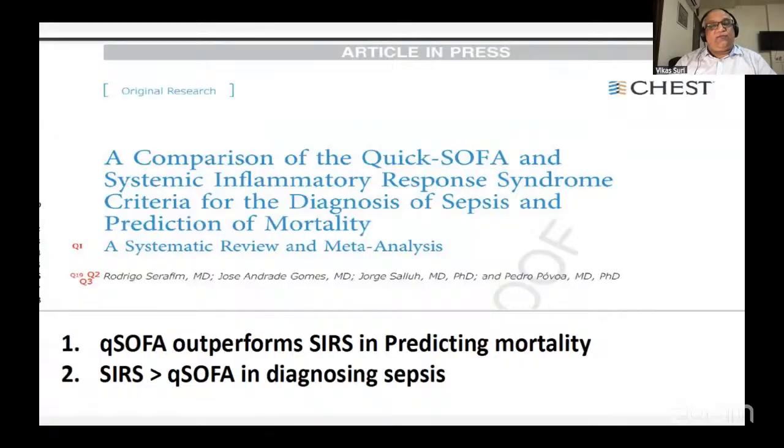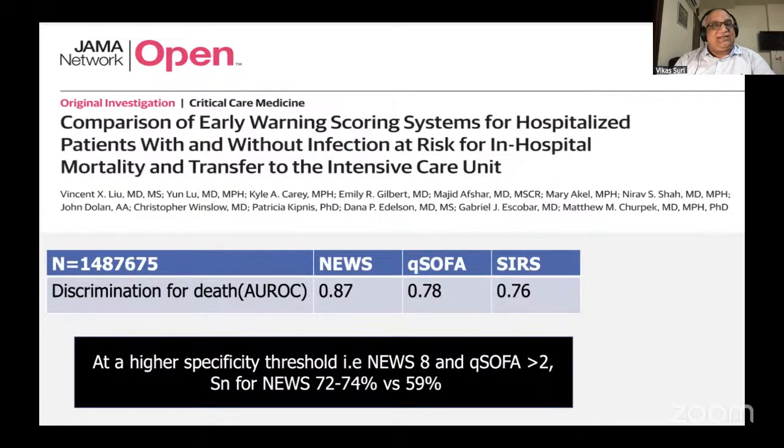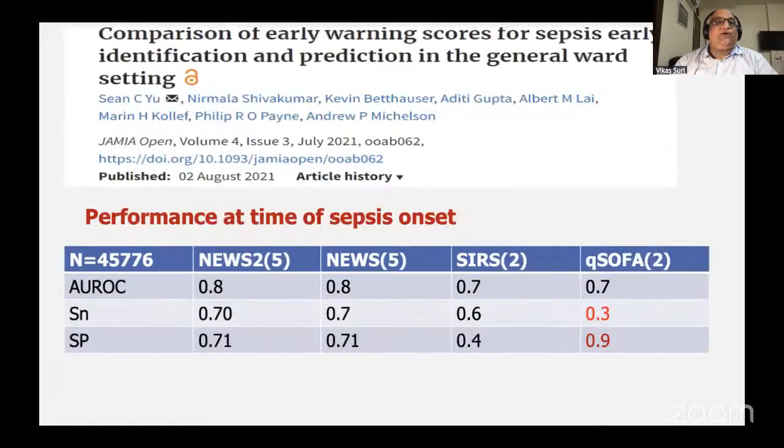Another study by Rodrigo found that qSOFA outperforms SIRS in predicting mortality, but the SIRS criteria are more sensitive in diagnosing sepsis as compared to qSOFA. But in this study by Vincent et al., they compared NEWS and qSOFA as predictors for referring or transferring patients to the intensive care unit, and they found that NEWS outperformed qSOFA. With a NEWS score of more than 8 or qSOFA of more than 2, the sensitivity of NEWS was much more than that of qSOFA.